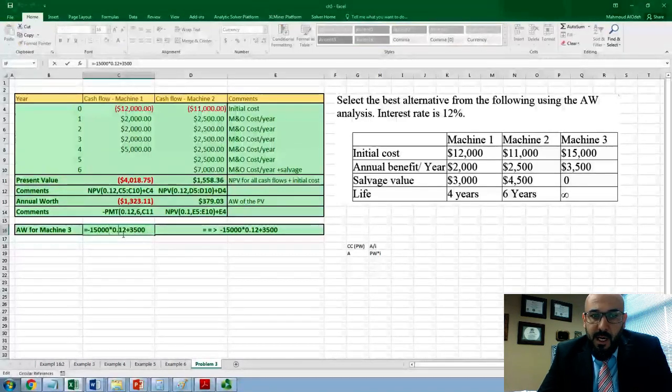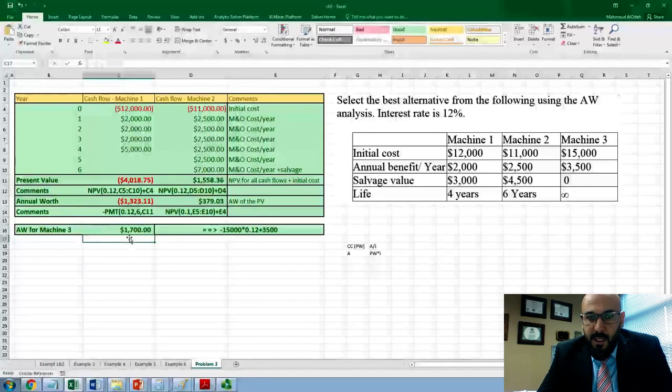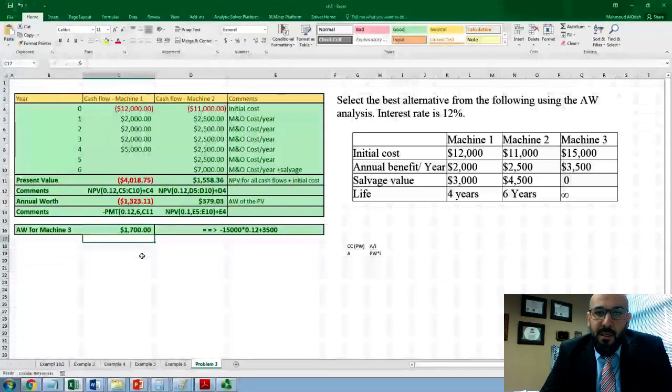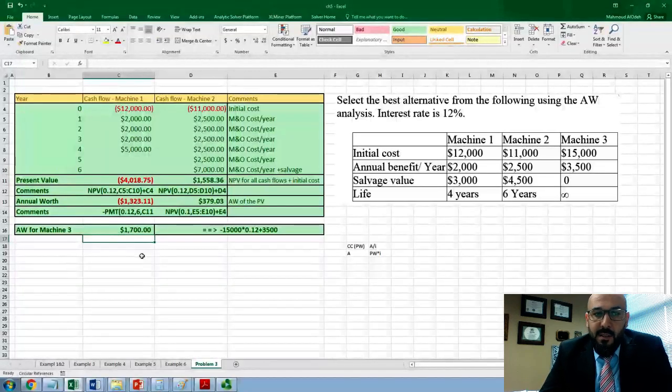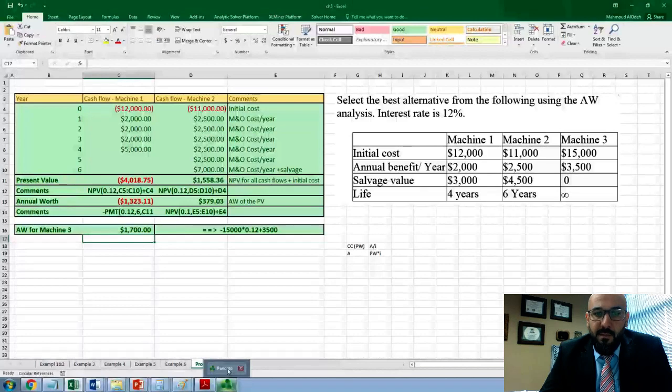15,000 times the 12% interest rate, add to that the 3,500 that you're going to get every year as a benefit, and that would give you 1,700. The final conclusion is, again, machine 3 should be selected because this will provide a higher profit compared to the other machines.